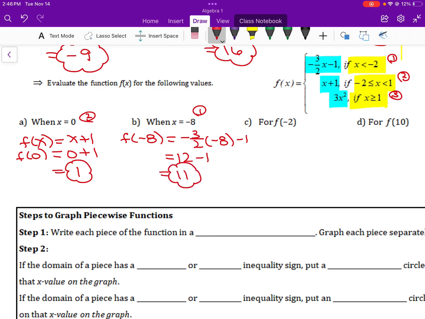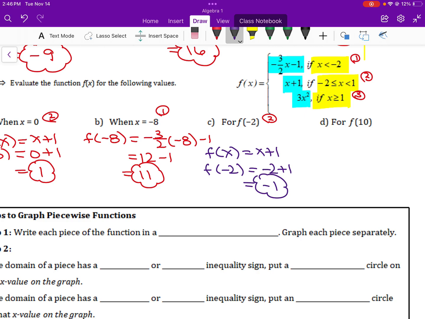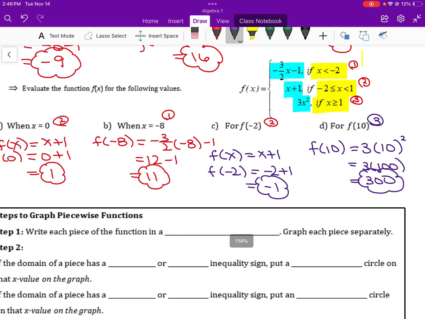F at -2 is going to fall into category 2. So let's change our colors here. We're saying f of x equals x plus 1. F of -2 then is -2 plus 1, which is -1. And for f of 10, that falls into category 3. So f at 10 equals 3 times 10 squared, which is 3 times 100, which is 300. And there we have our evaluations.